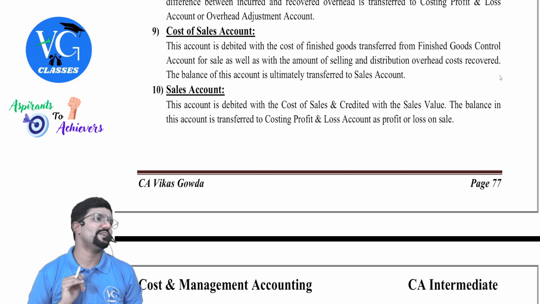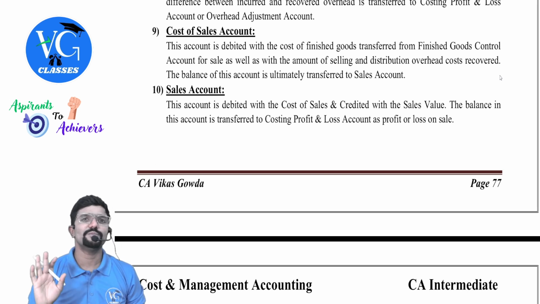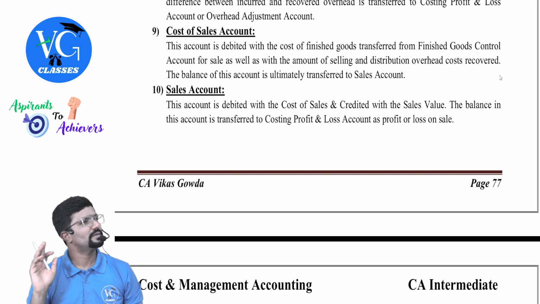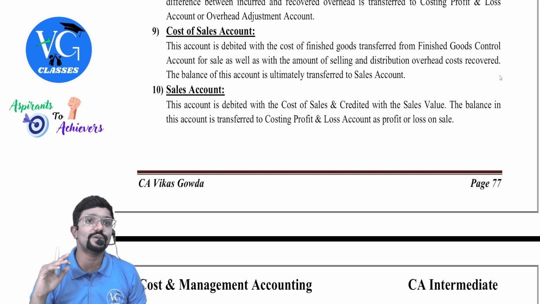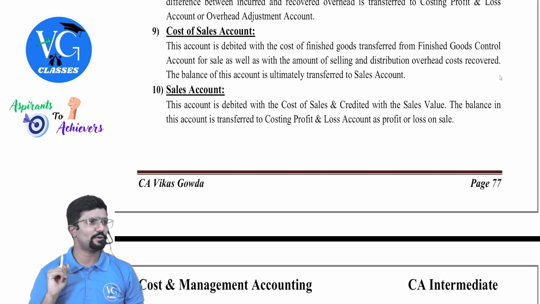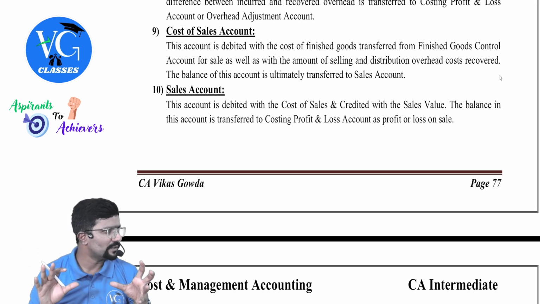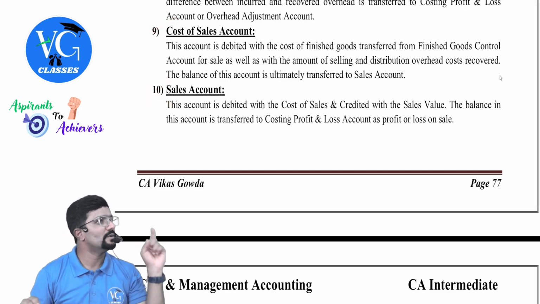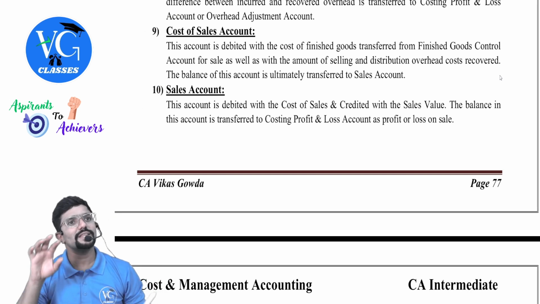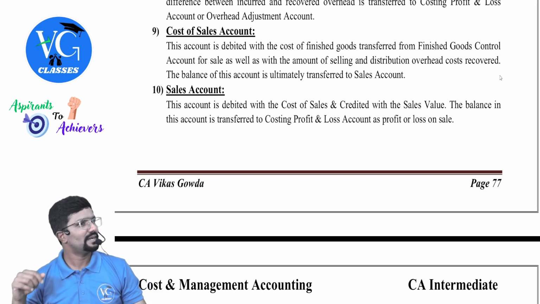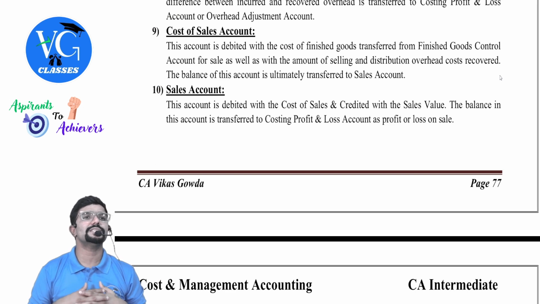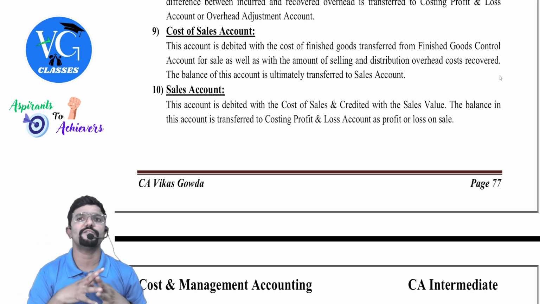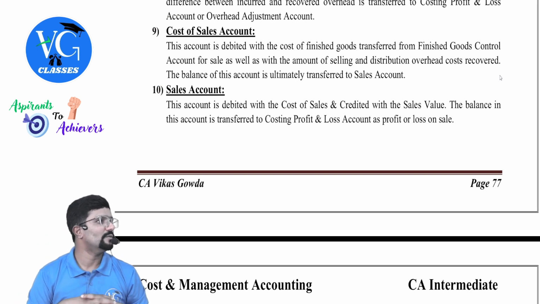At the end, only one profit is there. That is called net profit. You will transfer it from costing P&L account to general ledger adjustment. Hope you understood what I told. You can ignore sales account. Straight away transfer cost of sales to costing P&L account. Record the sales there on the credit side. And ultimately, whatever profit or loss is there, transfer it to general ledger adjustment. So in this case, only one profit you get.